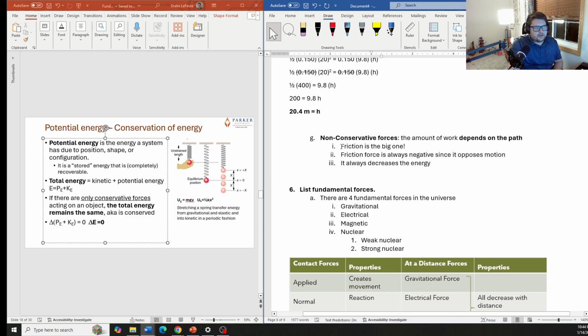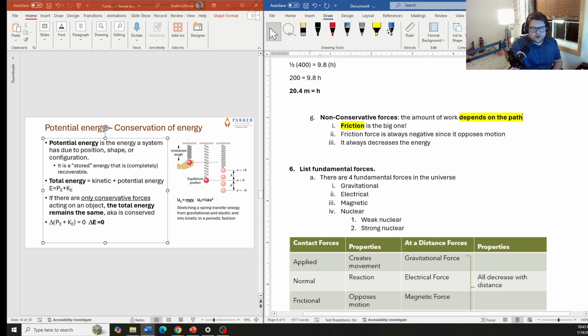Okay, now we have non-conservative forces. Gravity is one of our conservative forces, meaning that the path doesn't matter. Non-conservative is the opposite. The path matters. That's going to be the test question about non-conservative energy. The other question about non-conservative energy is that friction is the big one. It's always negative because it opposes motion, and it's always decreasing the total amount of energy.